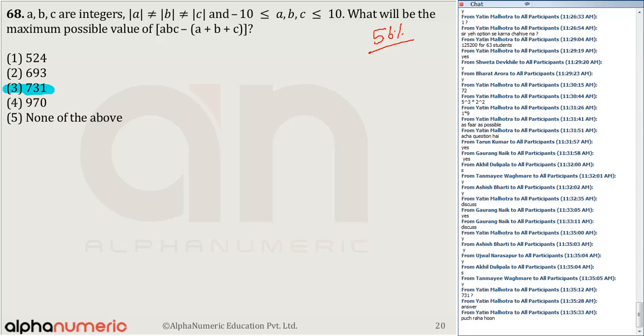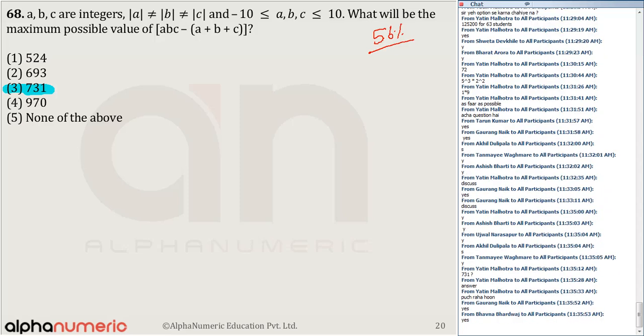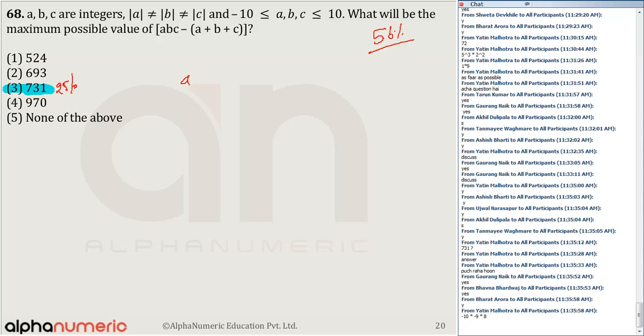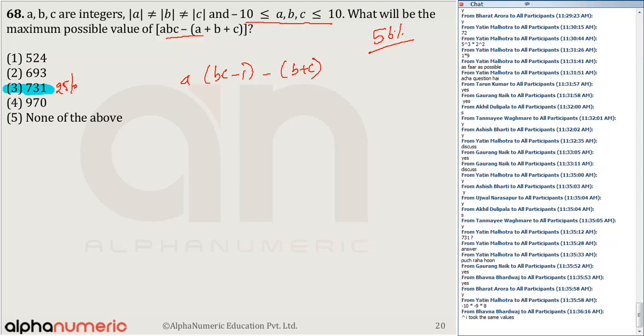Should I discuss this question? And how many of you have got it right? Let me tell you. Question number 68. Only 25% of you have got it right. Okay. So A is common. If I take A common from this, that is equal to A times BC minus 1 minus of B plus C. A, B, C are integers and all the integers are lying in the range minus 10 to plus 10. Okay. What is the maximum possible value? Here I need to find out the maximum possible value.